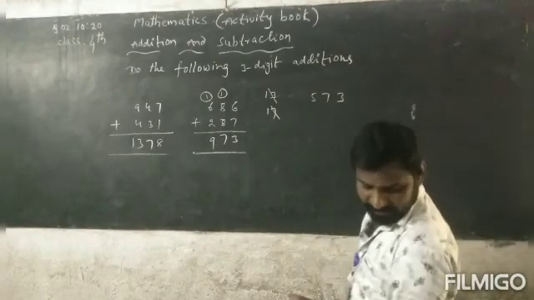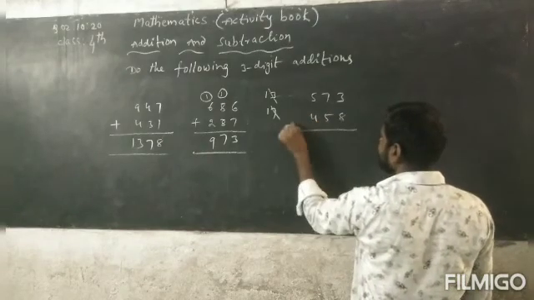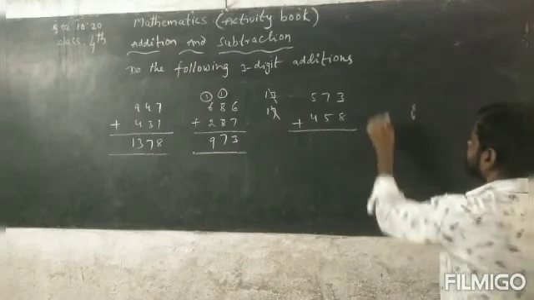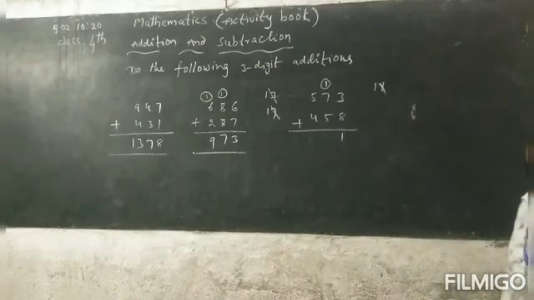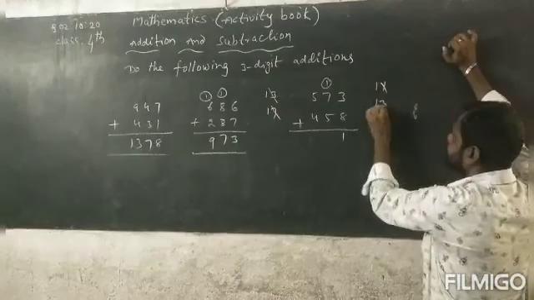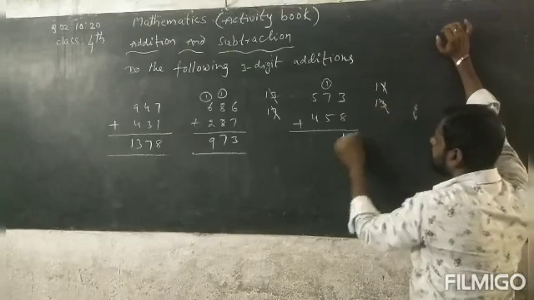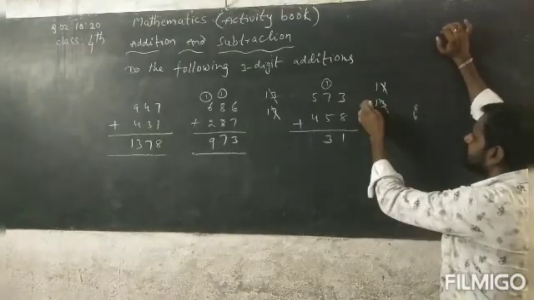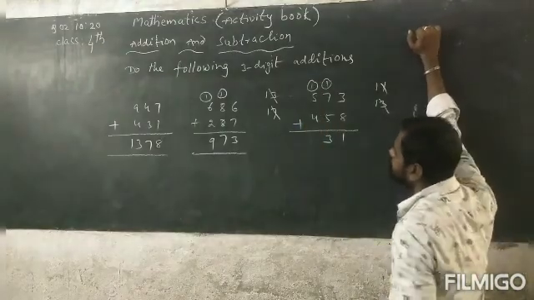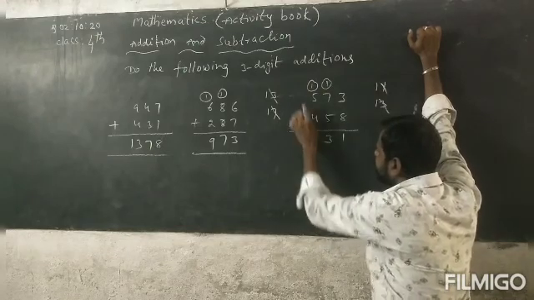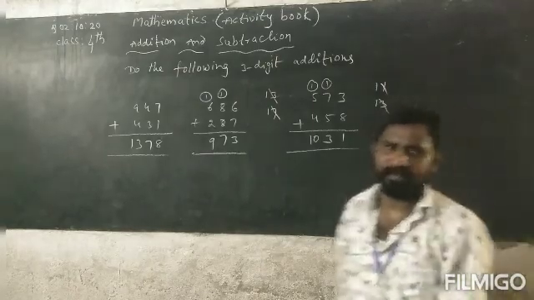Next, 573 plus 458. First we add the digits in ones place, 3 plus 8, 11. In it 1 is taken right under ones column, 1 is carried to tens place. Next we add the digits in tens place along with the carry. So 13 in it, 3 is taken and written right under tens column, 1 is carried to hundreds place. Next we add the digits in hundreds place along with the carry. 1 plus 5, 6, 6 plus 4, 10. So this is the last column of the given numbers, you can write directly 10. So the sum is 1031.